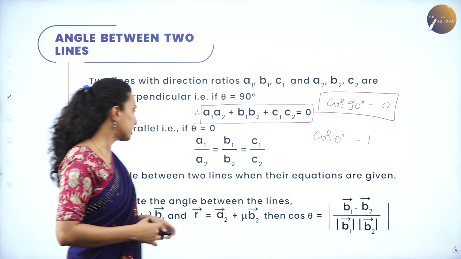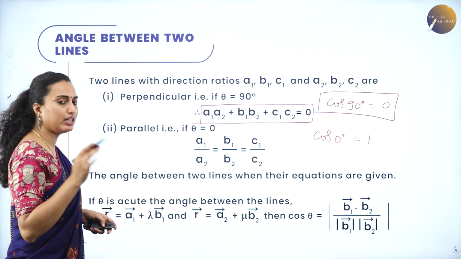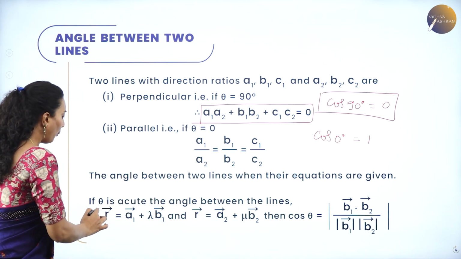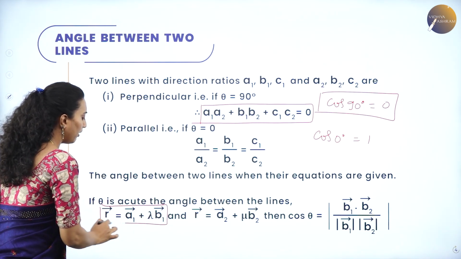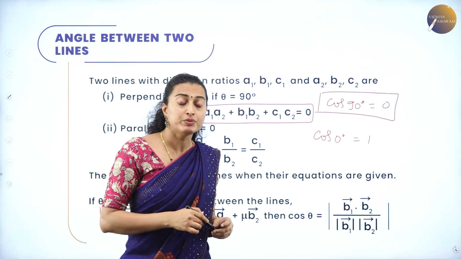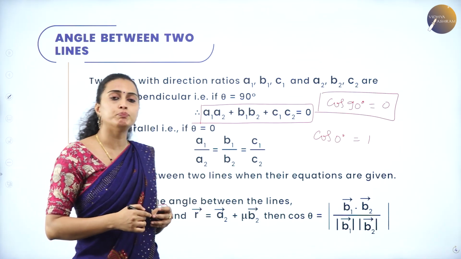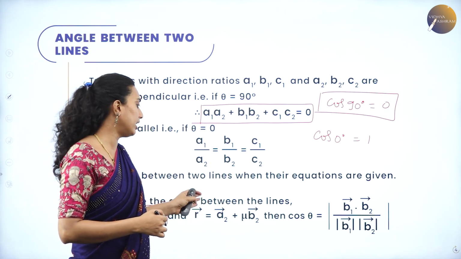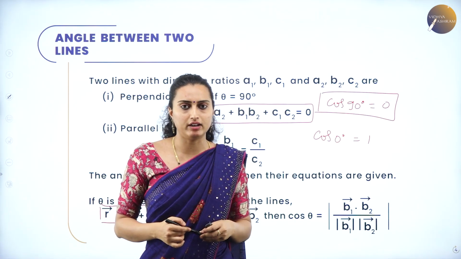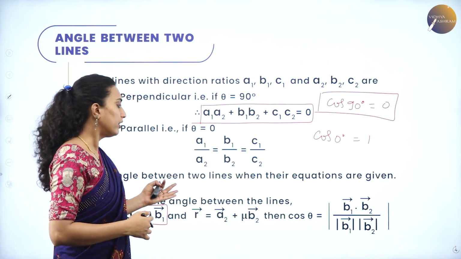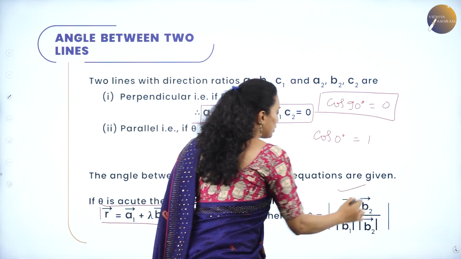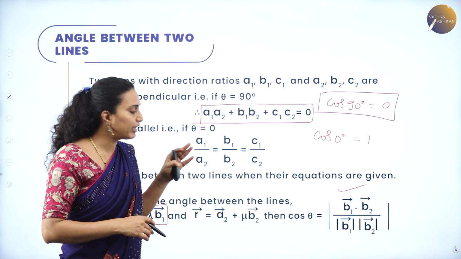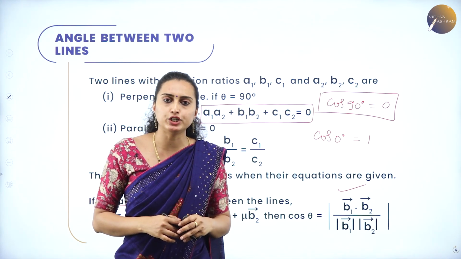That's it. Next, we'll move on to the angle between two lines when their equations are given. If theta is the acute angle between the lines, then we consider r vector equal to A1 vector plus lambda into B1 vector, and r vector equal to A2 vector plus mu into B2 vector, where lambda and mu are nothing but constants. Then cos theta takes the value: the magnitude of B1 vector dot B2 vector divided by the magnitude of B1 vector into the magnitude of B2 vector.